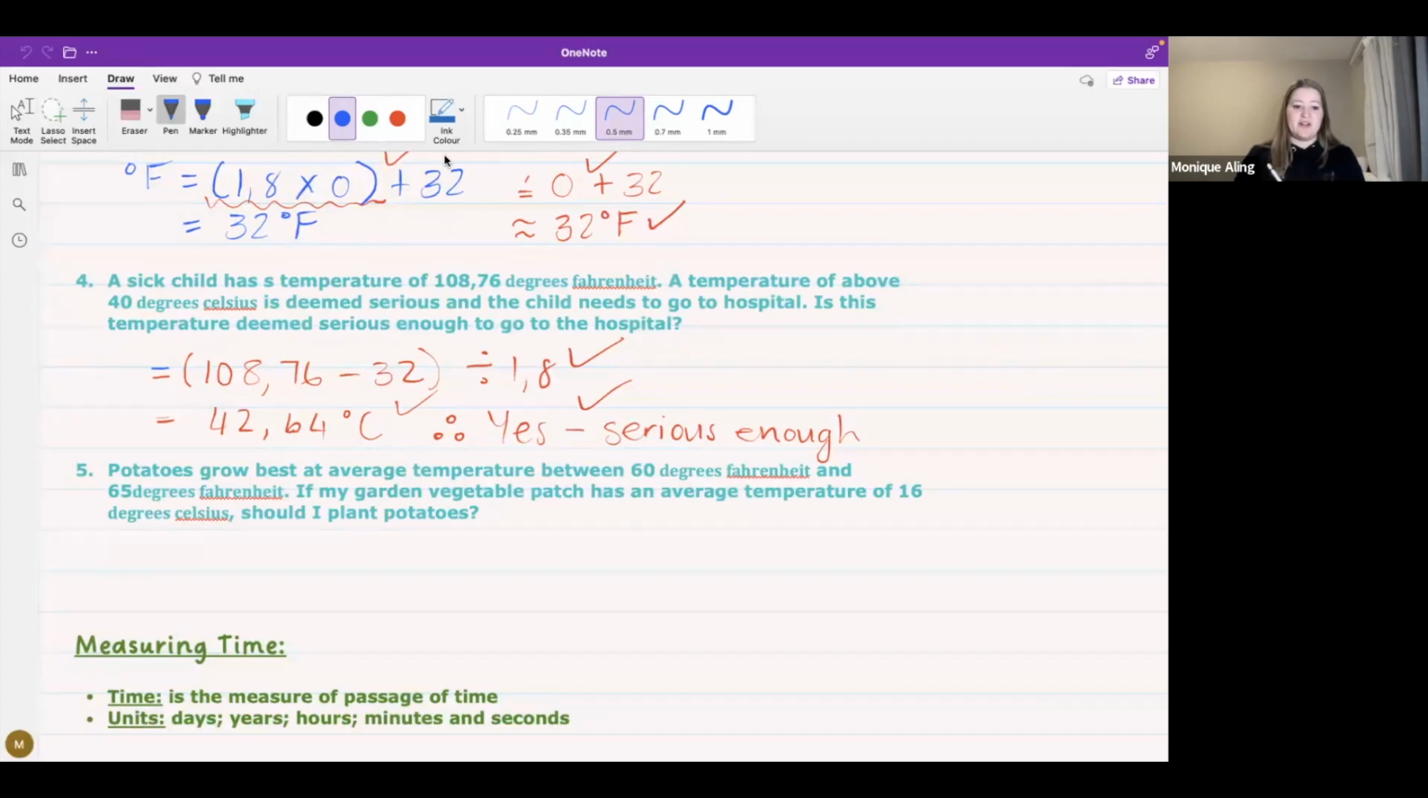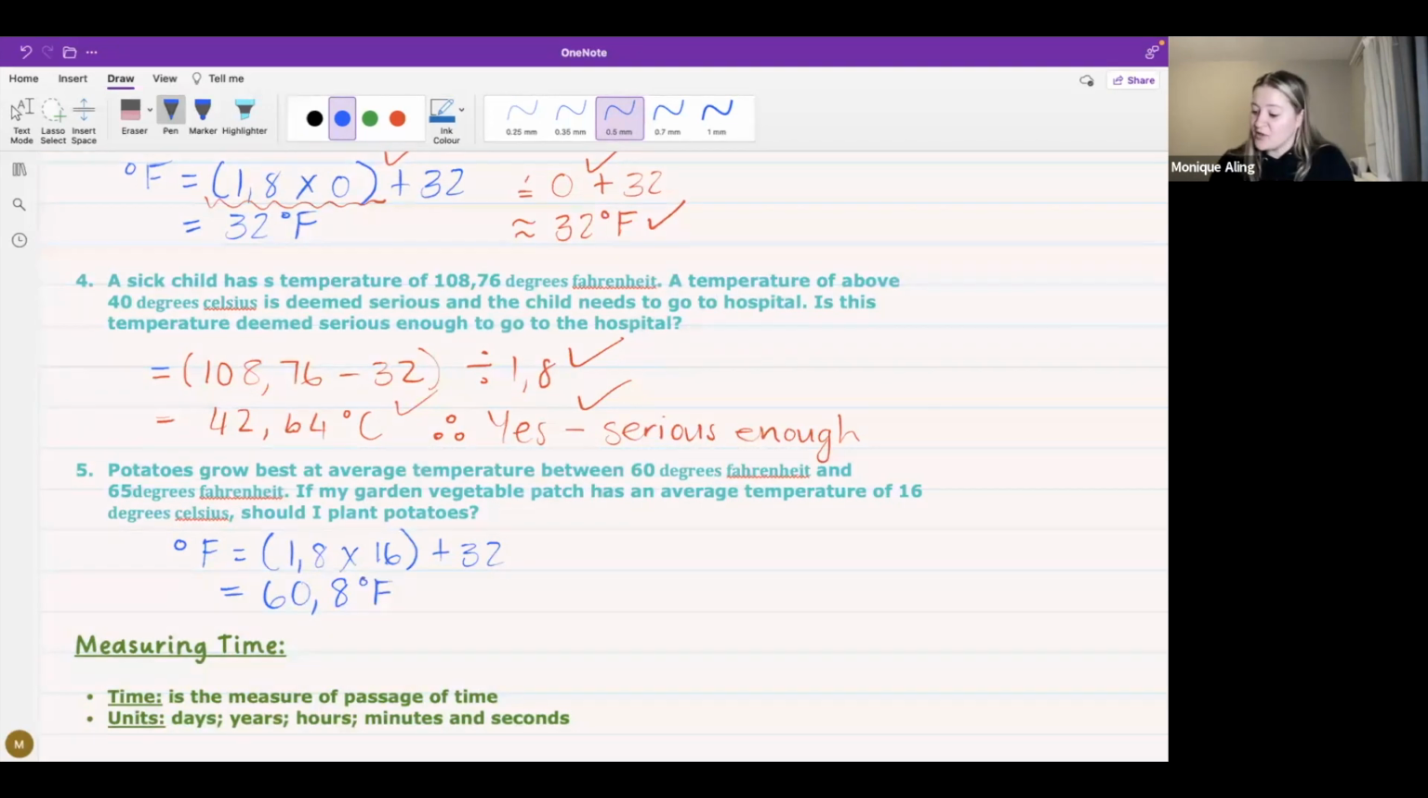Okay, so for this question, we are going from degrees Celsius to degrees Fahrenheit to see if that temperature falls between those two ideal growing temperatures. So sorry, 16. Okay, and because there was only 1 decimal, it's fine. We can leave it as 60.8.